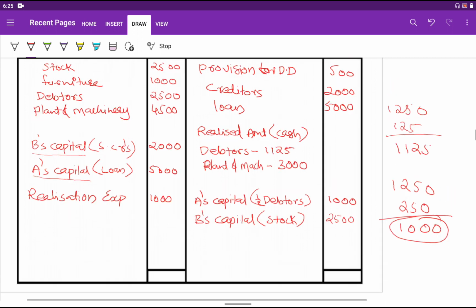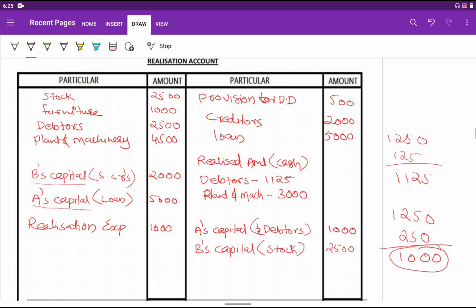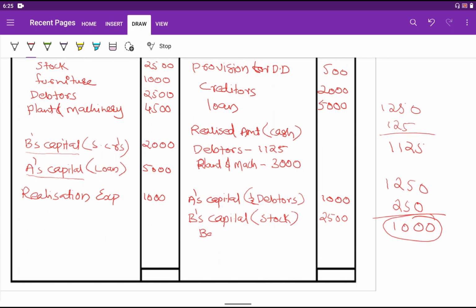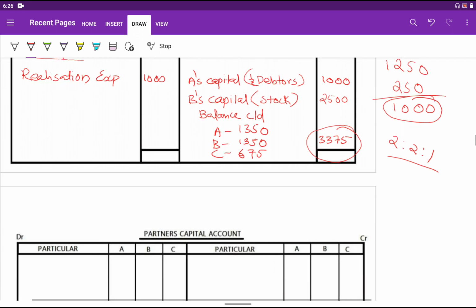I think the debit side is more, so most probably it will be a loss. So balance carried down for A, B and C. While calculating, we are getting 3375. It's a loss. So according to the 2:1 ratio, we are getting 1315 for A, 1315 for B, and 675 for C. Total 3375. Now we will do the partners' capital account.